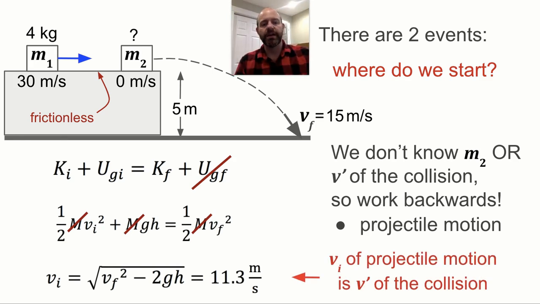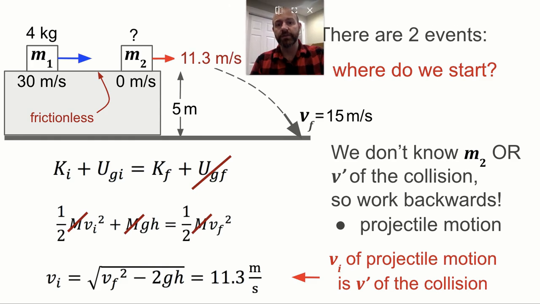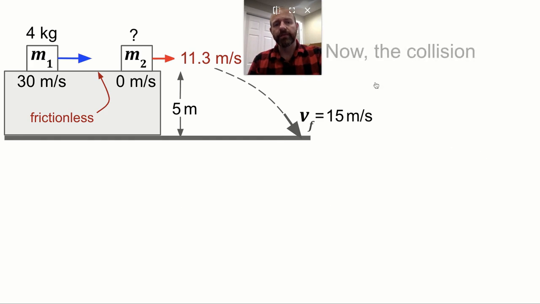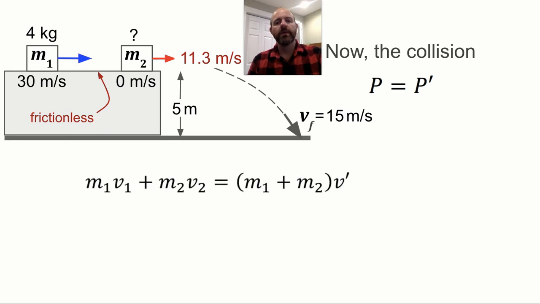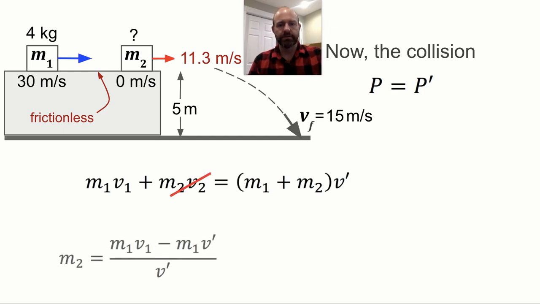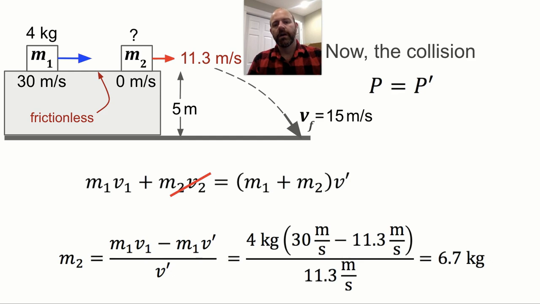This is the velocity of the projectile motion at the top of the table, but that is also the final velocity for the collision, right? So that's what's going up there. That is how fast blocks 1 and 2 are moving after they collide. So kind of resetting again, now looking at the collision. Well, in the collision, momentum of the first object plus the second object before equals the combined momentum after. And solve for M2 and we get 6.7 kilograms.